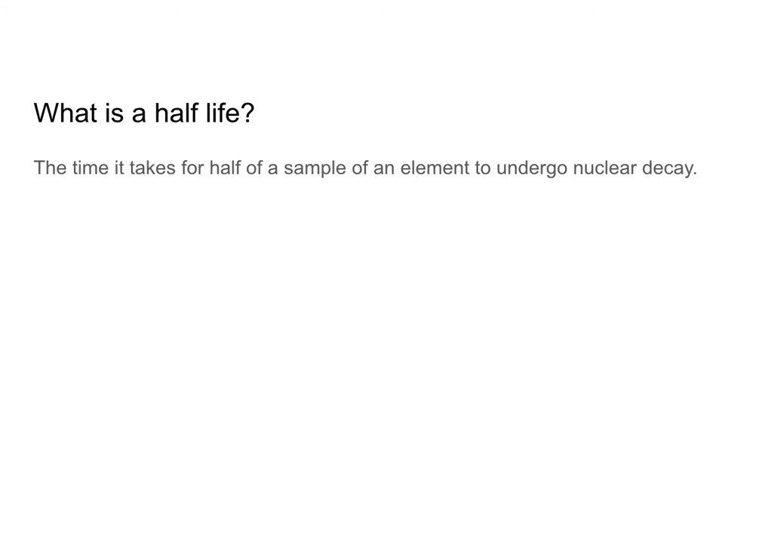We say that half-life is the time it takes for half of a sample of an element to undergo nuclear decay. Now, there are a couple of words missing here. First of all, when we talk about half of a sample of an element, we're talking about an unstable element. The reason we have to add the word unstable is because a stable element, for example the most common isotope of iron, is not going to go through nuclear decay because its nucleus is already stable, so it doesn't need to change to a more favorable nuclear configuration.